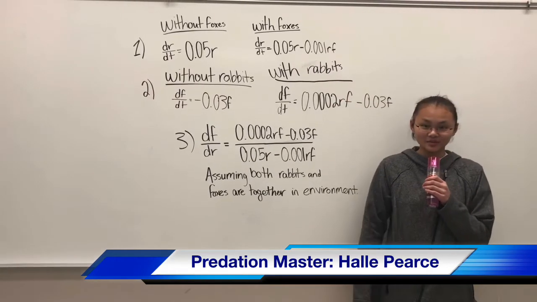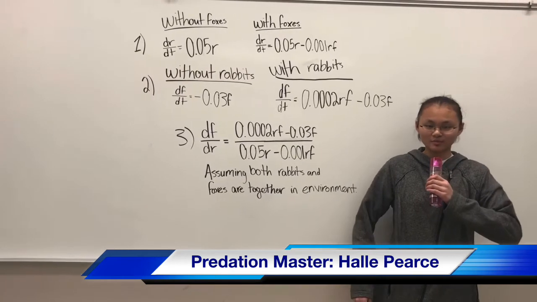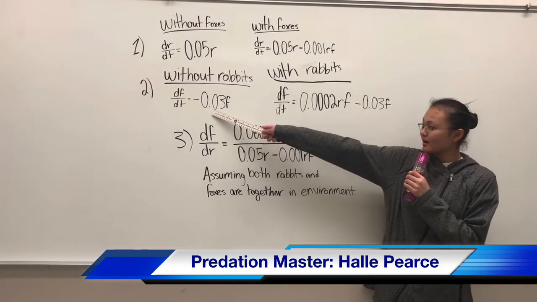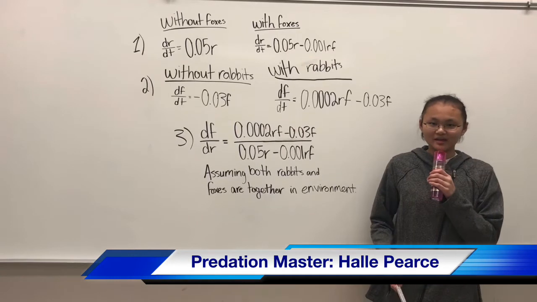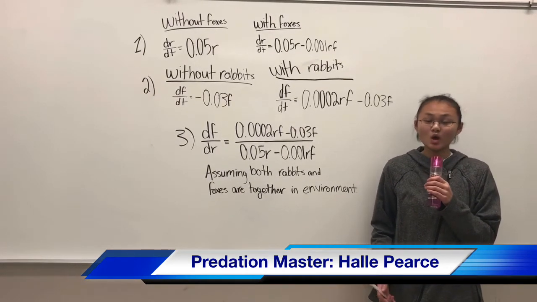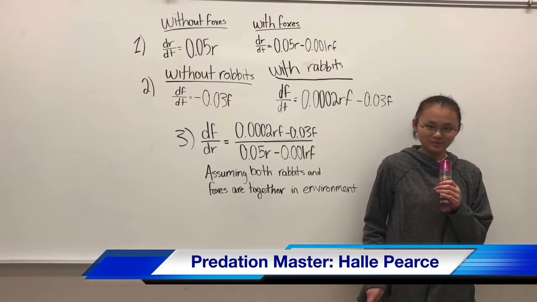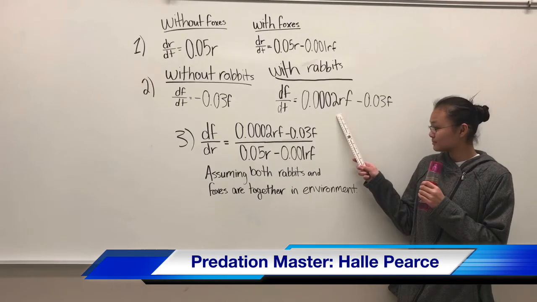The fox population, when there are no rabbits around, die at a rate of 3% of their current population each year. But when there are rabbits, they increase at a rate of 0.02% of the product of the rabbit population multiplied by the fox population.